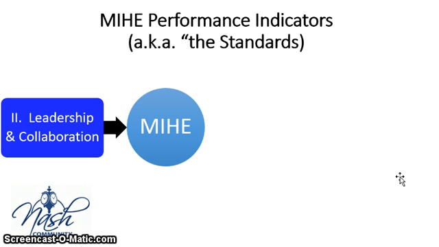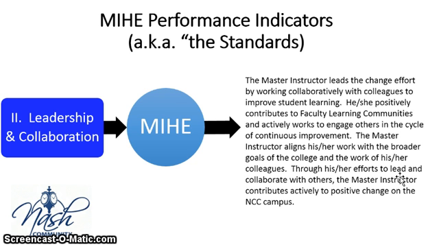Moving on to the second performance indicator, leadership and collaboration. The master instructor leads the change effort by working collaboratively with colleagues to improve student learning. He or she positively contributes to faculty learning communities and actively works to engage others in the cycle of continuous improvement. The master instructor aligns his or her work with the broader goals of the college and the work of his or her colleagues, and through his or her efforts to lead and collaborate with others, the master instructor contributes positively to change on the NCC campus.